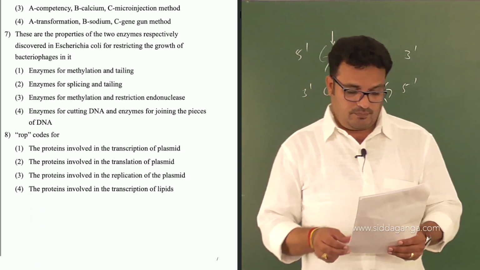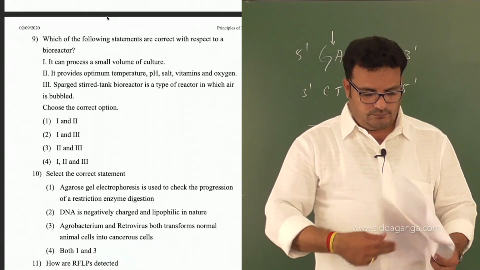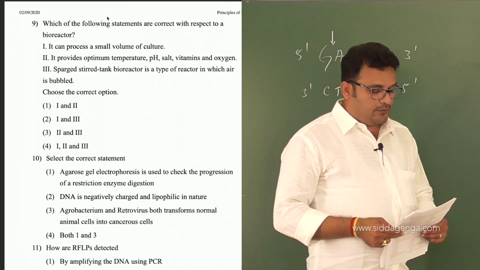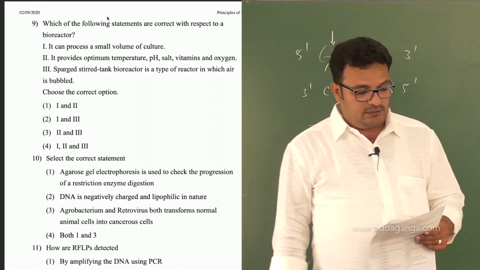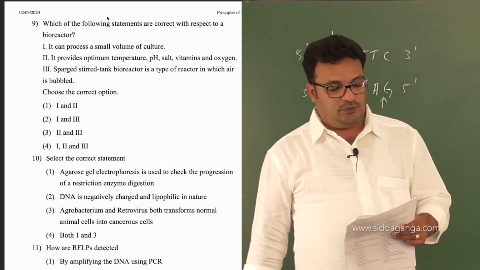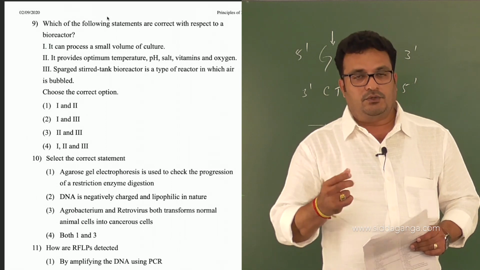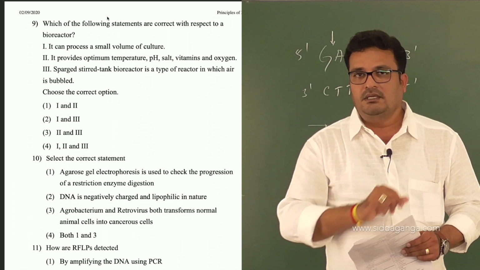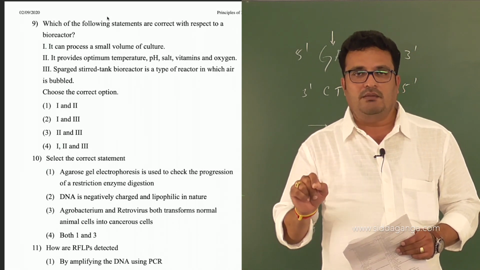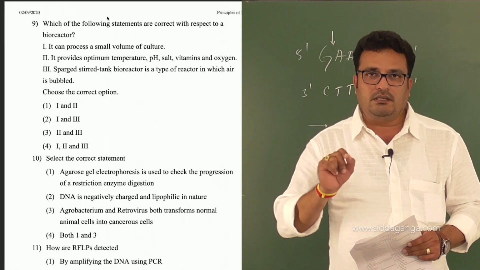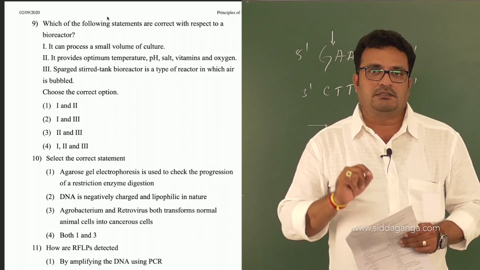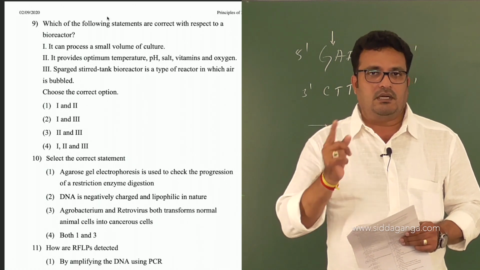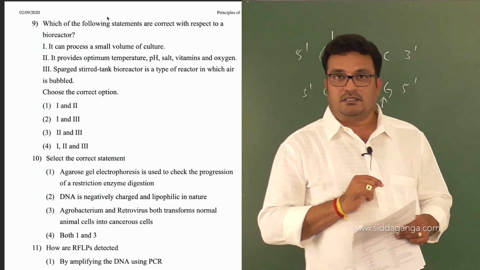So, next question. We'll move on to question number 9. Which of the following statements are correct with respect to bioreactor? As I told you, there are two types of bioreactors in our syllabus, right? One is the simple stirred tank bioreactor, and another one is the sparged stirred tank bioreactor. One is simple stirred and the other is sparged stirred, right?